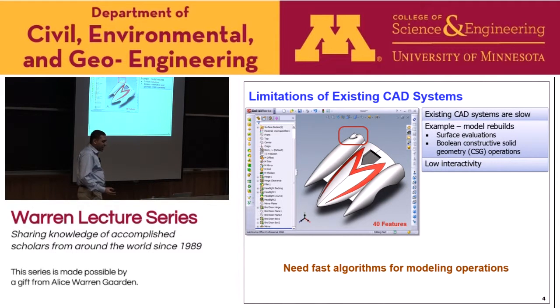What usually happens is that you have low interactivity for the designer. If you want to do something interactive, this is not very practical, and you'll get really frustrated. So we basically need fast algorithms to allow for modeling operations. This also gets more complicated when you want to do analysis, because it's way more complicated to do analysis on these components.